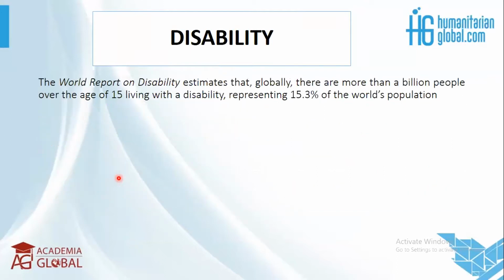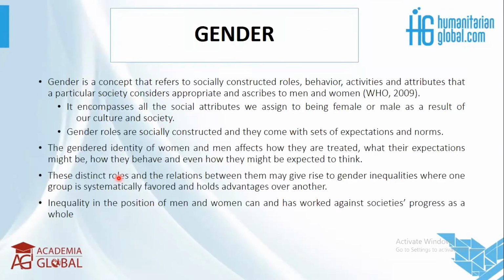So in terms of the burden, according to the World Report on Disability, the estimate is that there are more than 1 billion people over the age of 15 living with disability. In terms of the world's population, it's about 15.3% that are considered to have a disability. So in terms of gender, let's define gender.